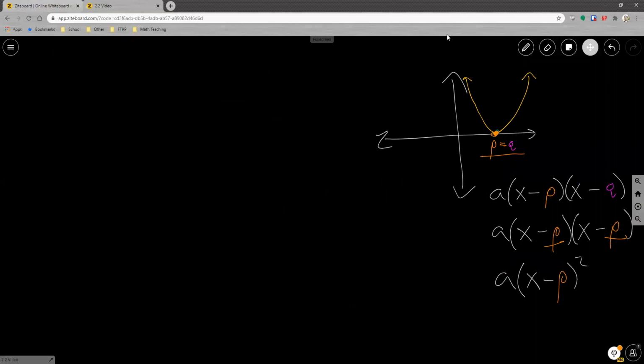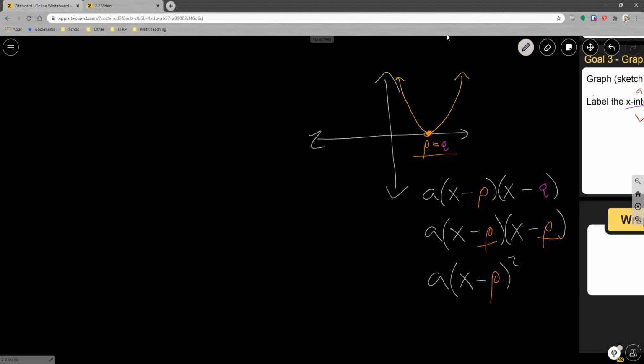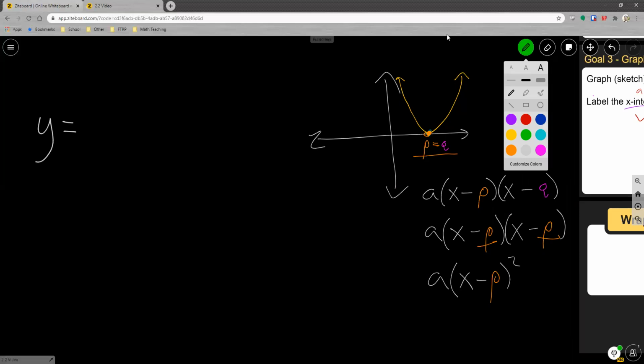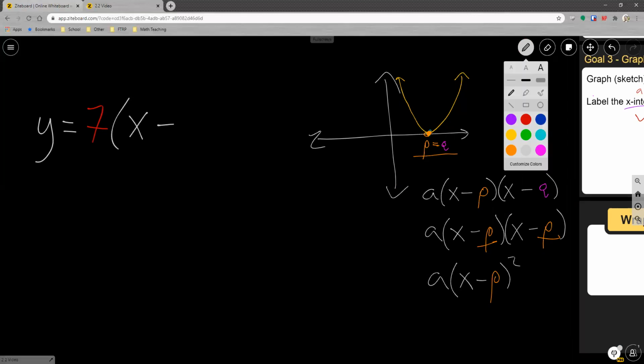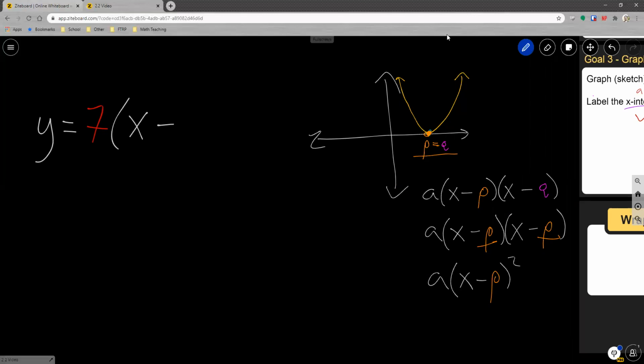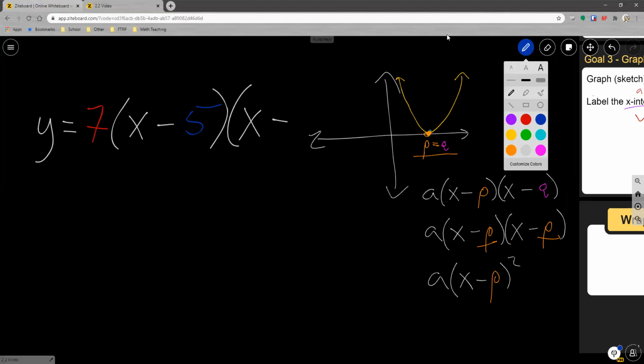So let's go over a real life example of that, because I think with the letters it kind of gets confusing. So let's think about the following equation. I've got the function y equals 7, that's going to be my A value, times x minus 5 times x minus 5.